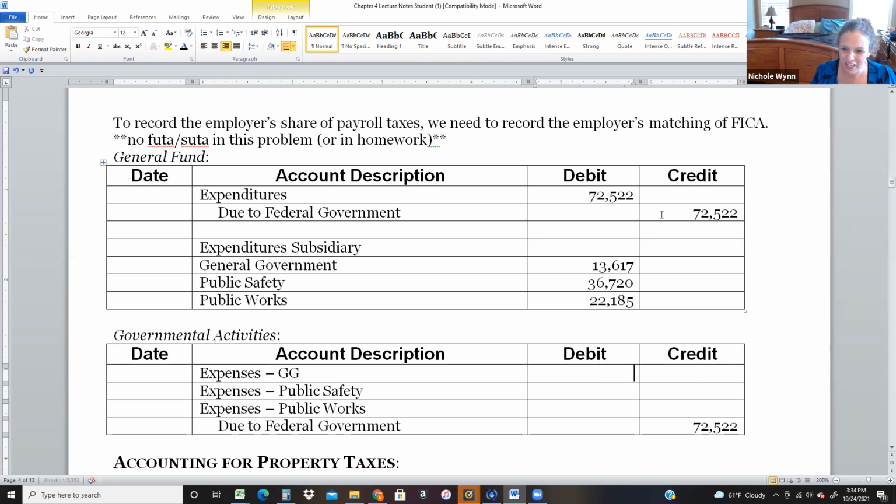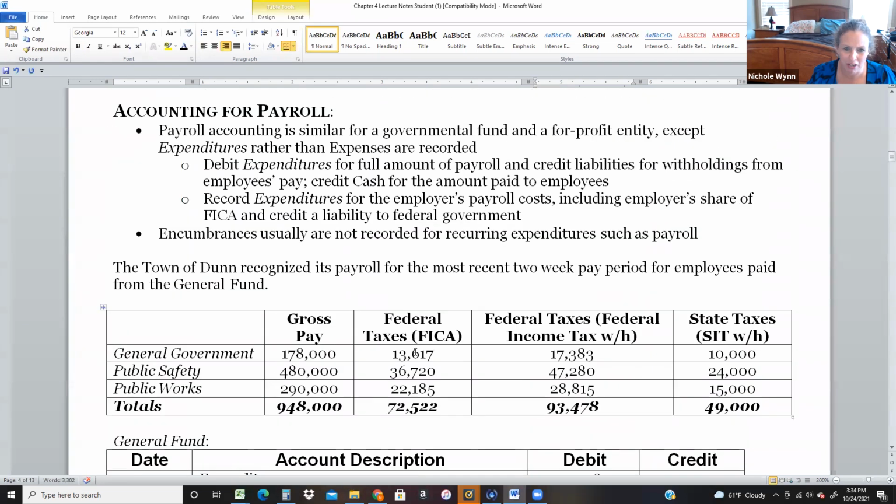Okay, so instead of 72,522, this is going to be each of the amounts for general government, public safety, and public works, which we are looking at for the matching. So it would be these three numbers.